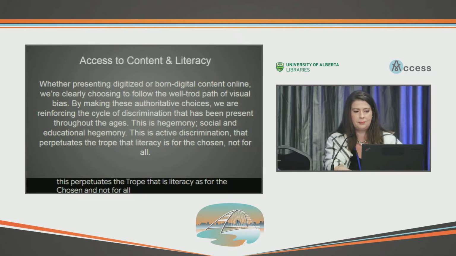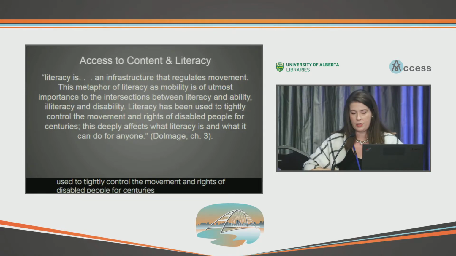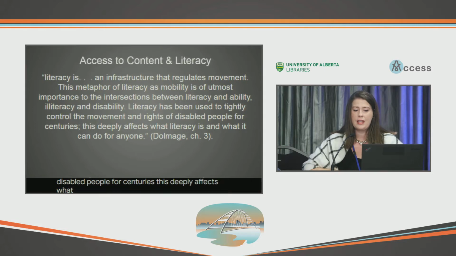I love this quote to illustrate how I felt in doing the research. Literacy is an infrastructure that regulates movement. This metaphor of literacy as mobility is of the utmost importance to the intersections between literacy and ability, illiteracy, and disability. Literacy has been used to tightly control the movement and rights of disabled people for centuries. This deeply affects what literacy is and what it can do for anyone.